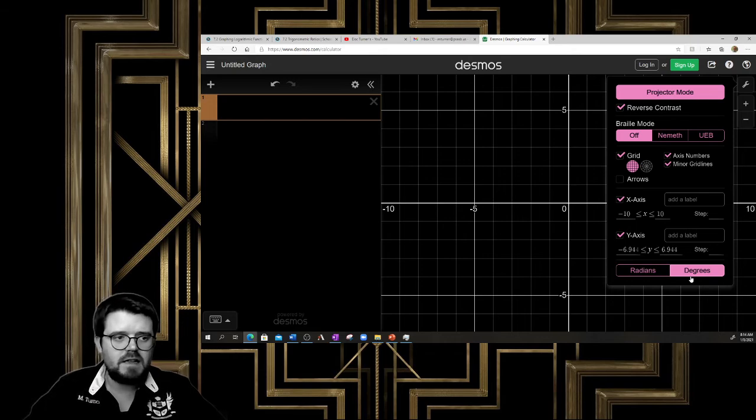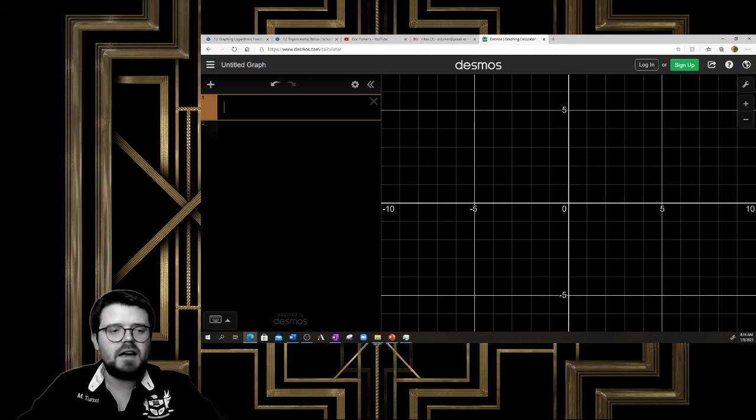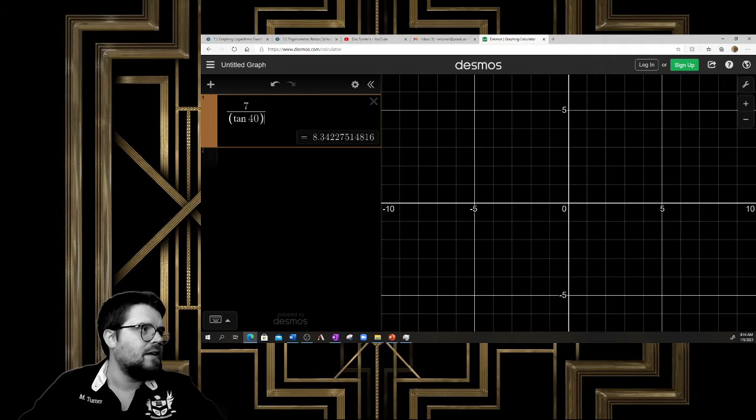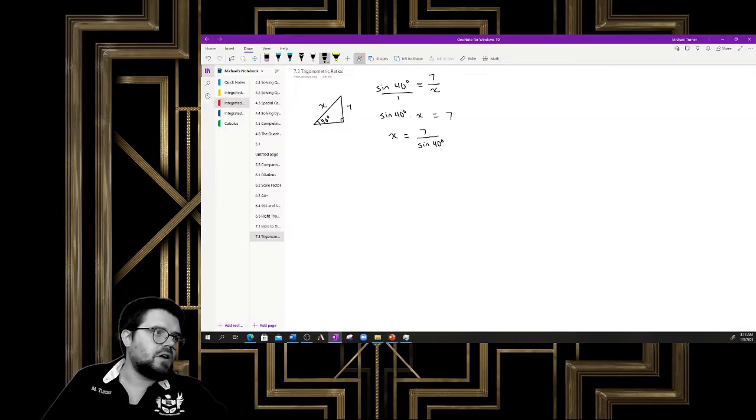If for some reason at the top it says RAD, you either need to reset your calculator to its factory settings, or if you click the mode, which would be on the top of your function buttons, switch it back to degrees so that it has DEG displayed. Once that's done, it's just a matter of typing it in. So 7 divided by tangent of 40 degrees gives me a value of 8.342.